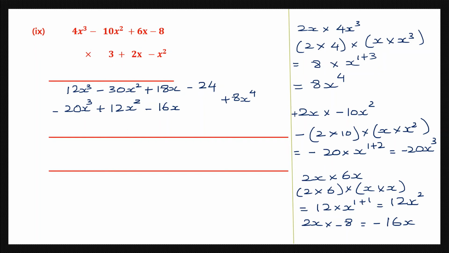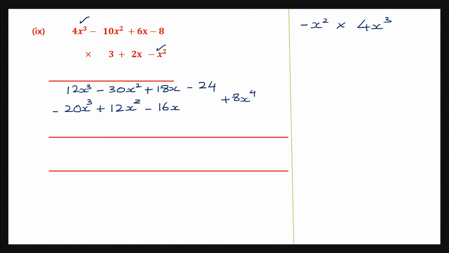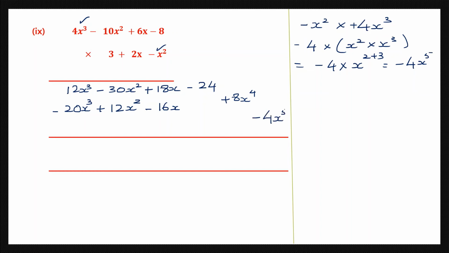Now we have to take minus x square and 4x cube. So here let's take the signs. Minus into plus is minus. The number is 4 and the literals are x square into x cubed. That is minus 4 into x to the power of 2 plus 3, which is minus 4x to the power of 5. So here we have minus 4x to the power of 5. Now we have finished with 4x cube.